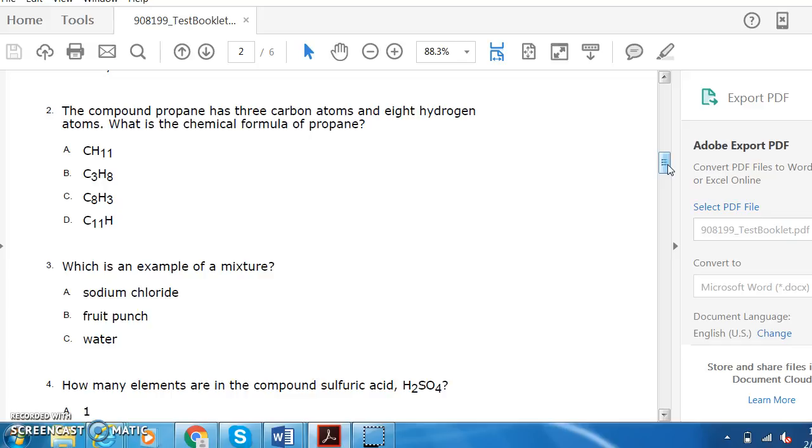Number 3. Which is an example of a mixture? A. Sodium chloride or table salt, B. Fruit punch, or C. Water.